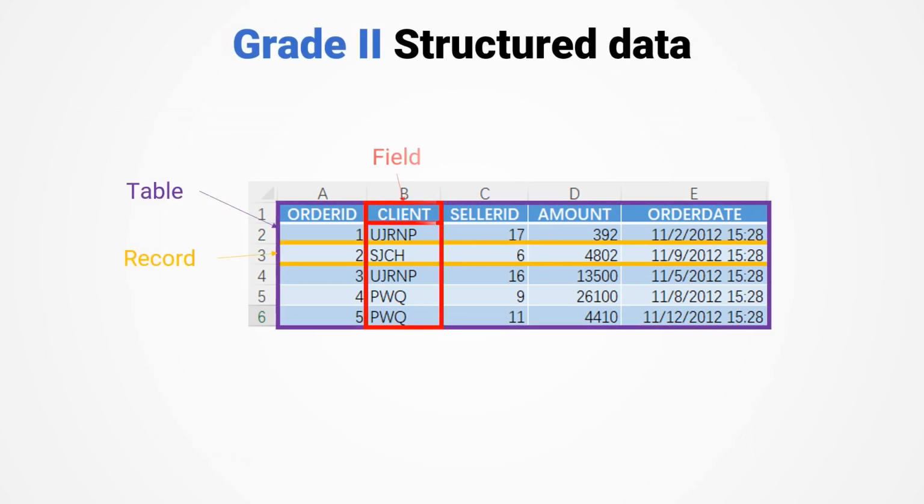Each row of the table is called a record, and each row has the same attributes, which is called fields. The entire table is a set of records. The operation of structured data refers to the operation of these tables, including filtering, grouping, join, and so on. Basically, corresponding operations or functions can be found in Excel.